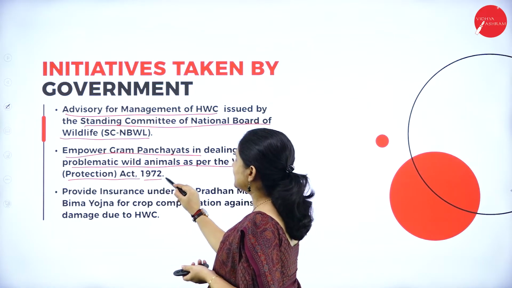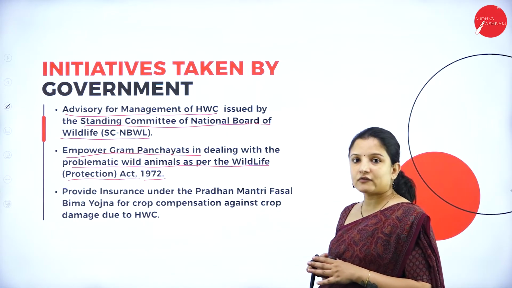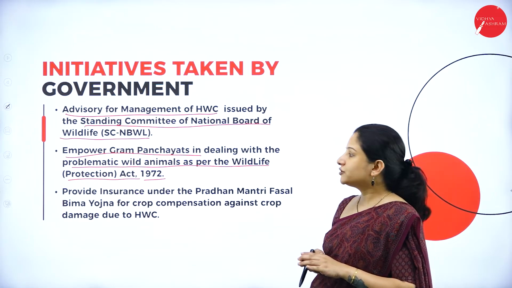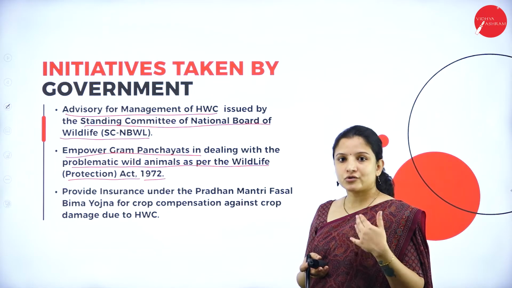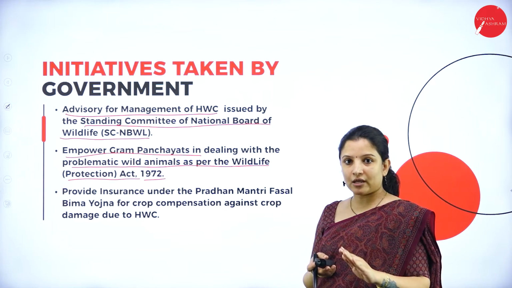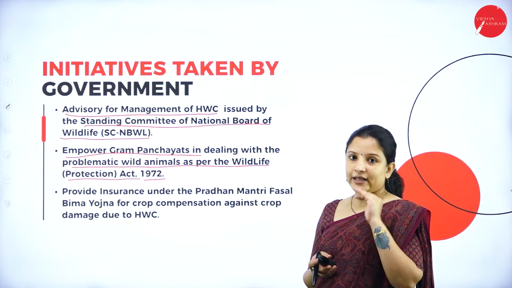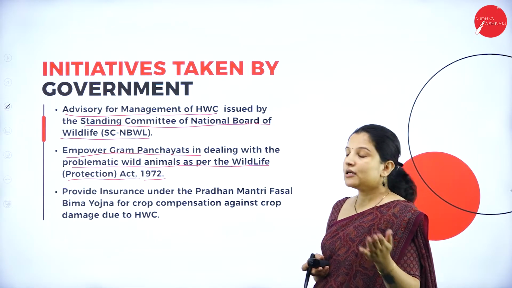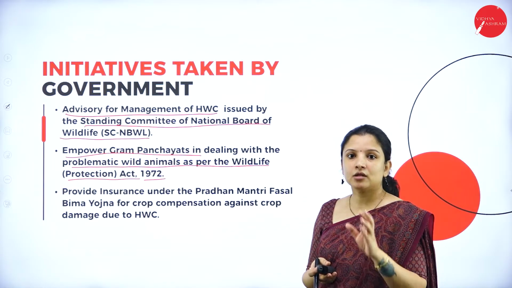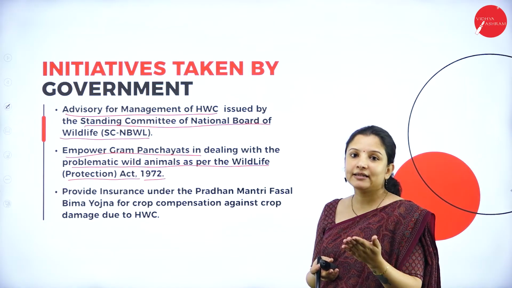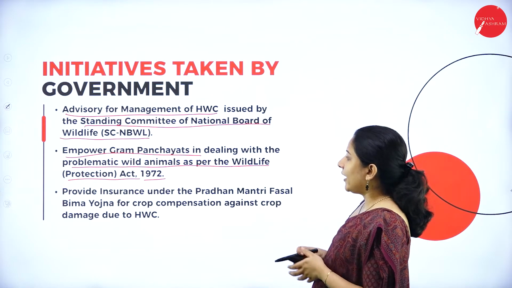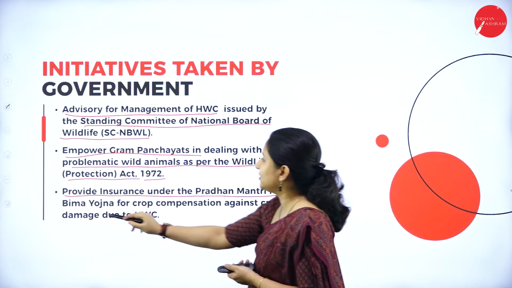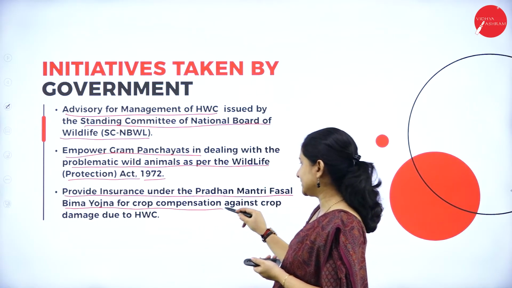Act of 1972. The Wildlife Protection Act of 1972 is mainly meant to safeguard wild animals. Here the Gram Panchayat should talk to the people, assure them, and make sure that these wild animals are captured and safely sent back to their habitat, instead of letting the people take the role and directly kill these animals. And also provide insurance under the Pradhan Mantri Fasal Bima Yojana for crop compensation.